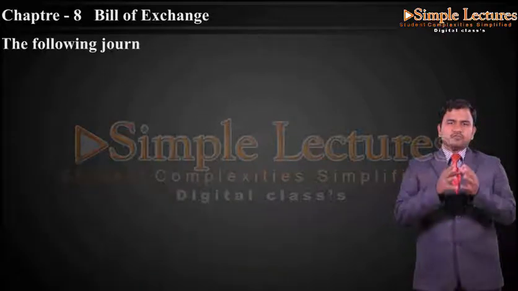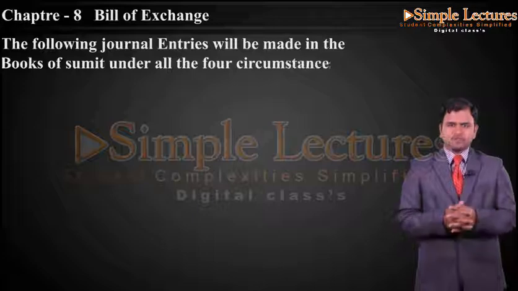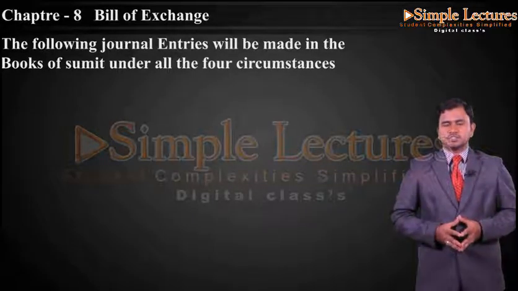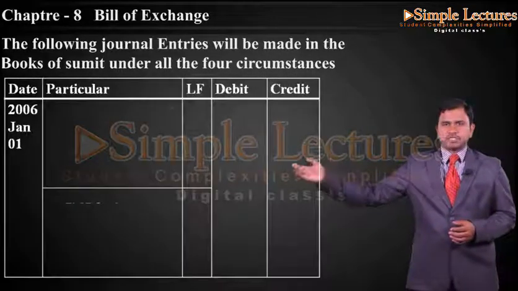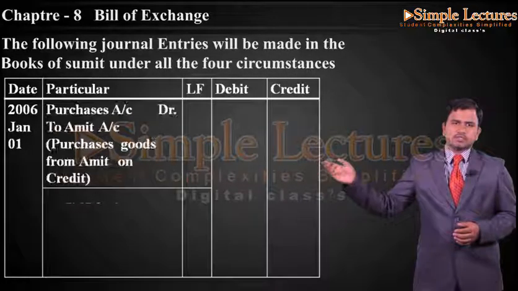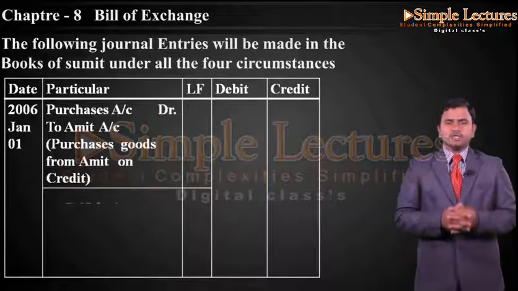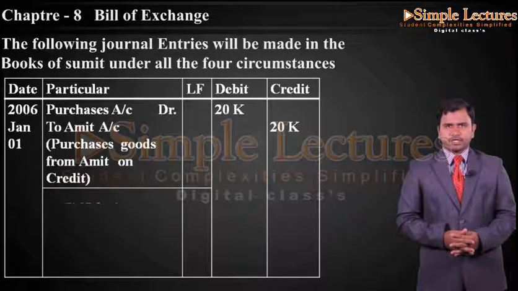So here we have altogether the entries which will be made in the books of Sumit. The first entry is when Sumit purchases the goods. The entry will be on the same date, 1st Jan 2006, purchases account debtor to Amit account. The narration will be being goods purchased from Amit on credit, 20,000 debit and 20,000 credit.